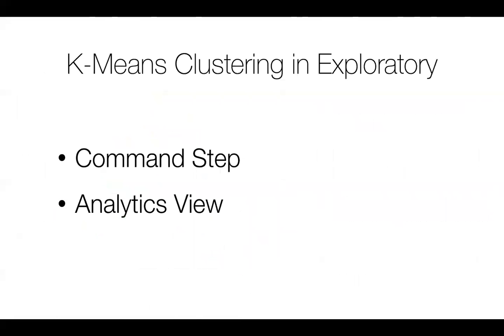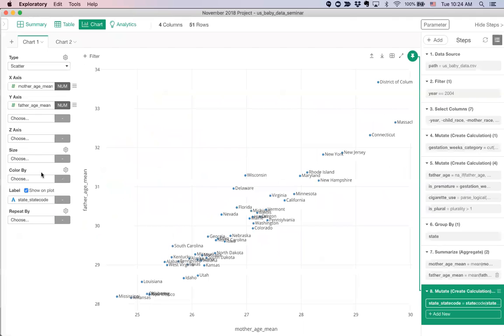So in Exploratory, we can run k-means clustering in 2 ways. One is a command step, another one is the analytics view. We're going to start with the command step first, then later we're going to cover the analytics view. Okay, so let's do that. Back to Exploratory.